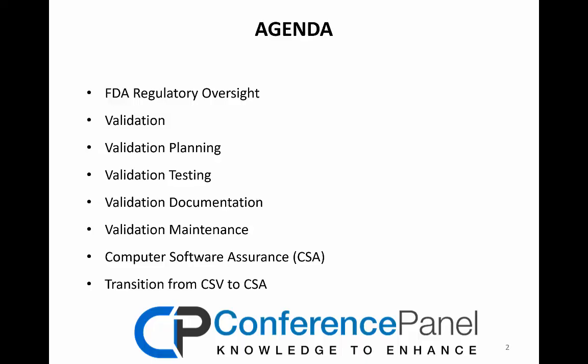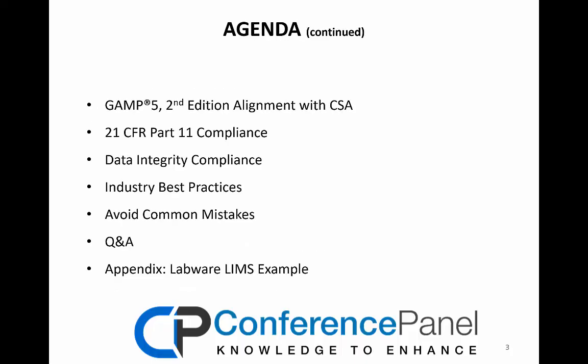And we'll talk about CSA. We'll then go to the transition from CSV to CSA, GAMP 5 Second Edition alignment with CSA. We'll touch on Part 11 compliance for electronic records and signatures and data integrity compliance. And we'll talk about some industry best practices and how to avoid common mistakes. We'll finalize that with a Q&A, and there is an appendix that shows a LabWare LIMS example for the transition if you're interested in doing that.